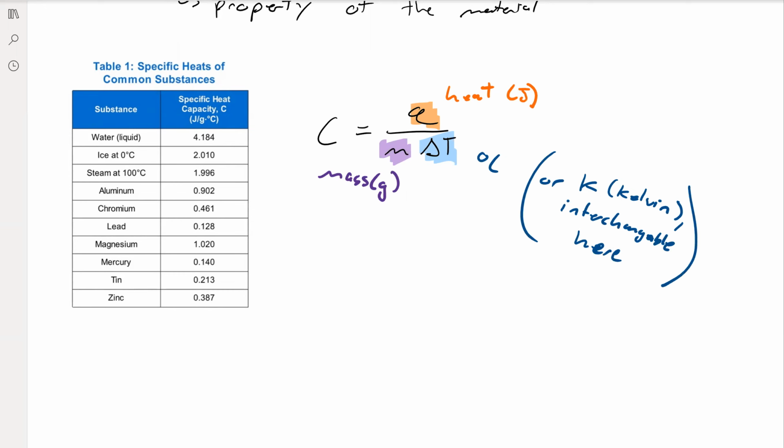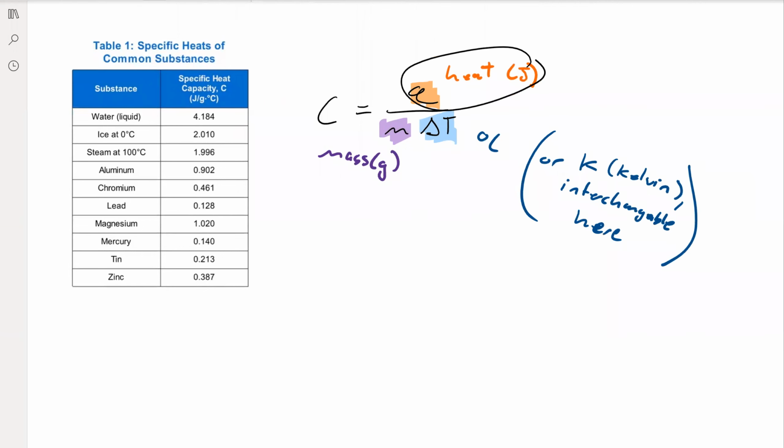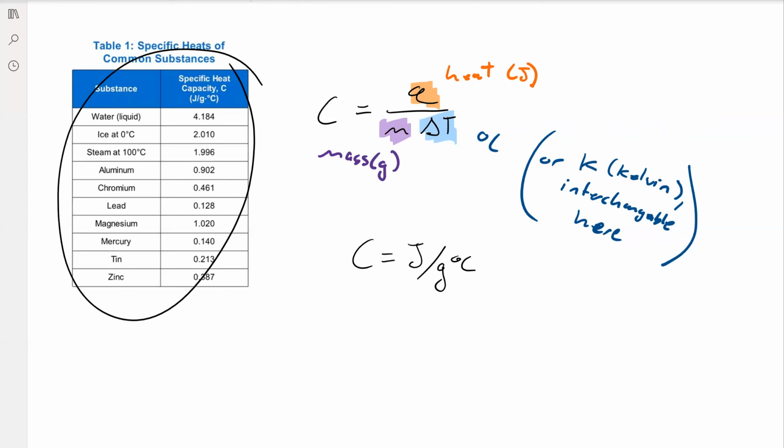So degrees Celsius and Kelvin aren't always interchangeable. When it comes to specific heat capacity, they are interchangeable. So again, it's the amount of heat required to increase the temperature by 1 degree Celsius of 1 gram of the material. And so specific heat capacity has units of joules per gram degree Celsius, right? All of that makes sense. And again, if you look at the table, water generally has a very high specific heat, while metals generally have very low specific heats, which explains why metals get hotter faster than water.